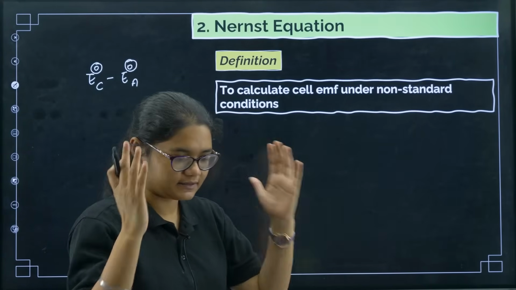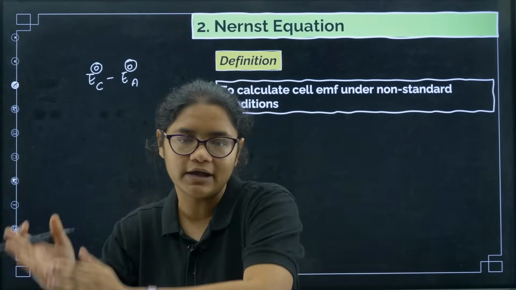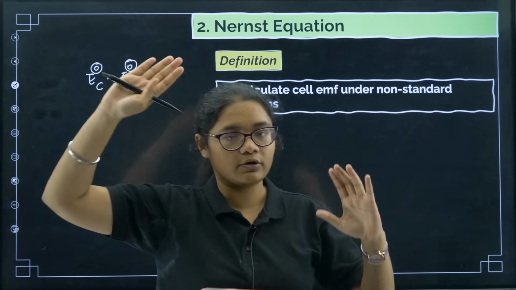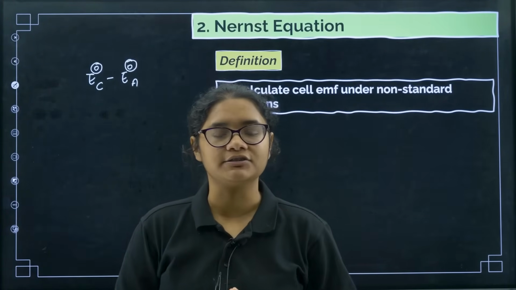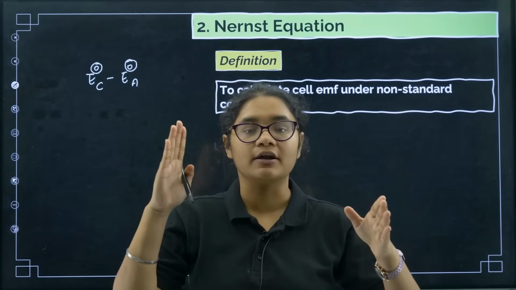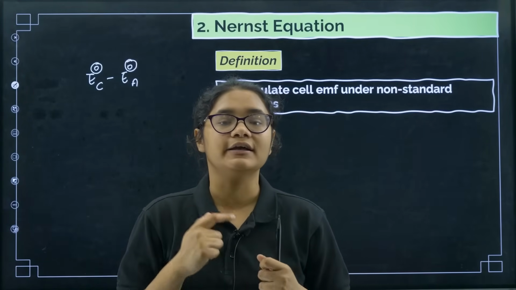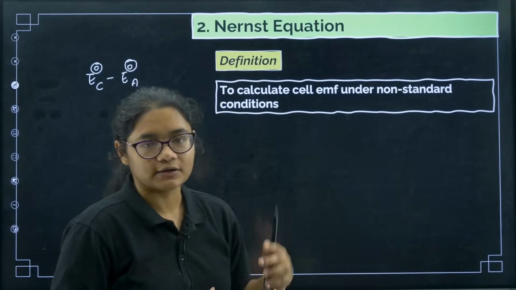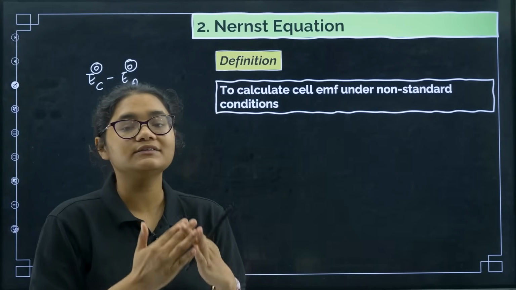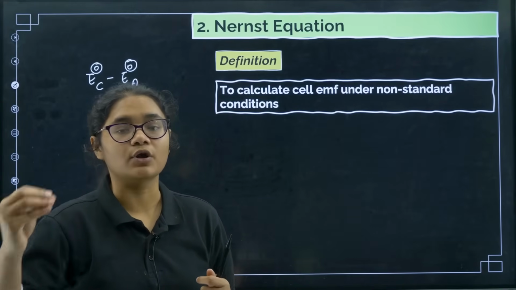What is the Nernst equation? Just understand, we have a cell. If it is 1 molar electrolyte, then simply we know the electrode potential of zinc, we know the electrode potential of copper, that we have calculated using the hydrogen electrode. There is a table where all the electrode potentials have been mentioned. We will just subtract cathode minus anode, we will get the answer. But what if the electrolytes are not maintained at 1 molar? In that case, we have to use the Nernst equation. The Nernst equation helps us to calculate the cell EMF under non-standard conditions. Non-standard conditions means when the electrolyte concentration is not 1 molar.